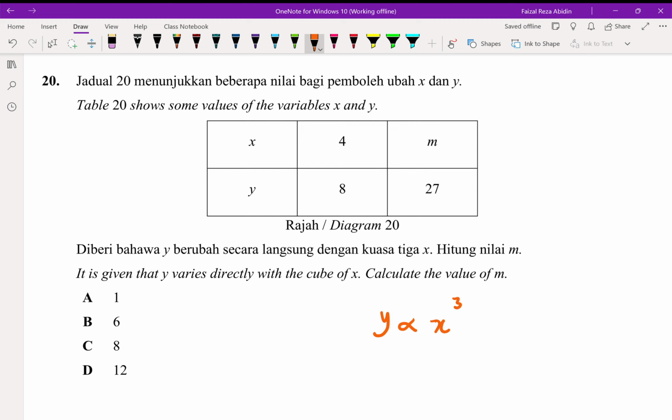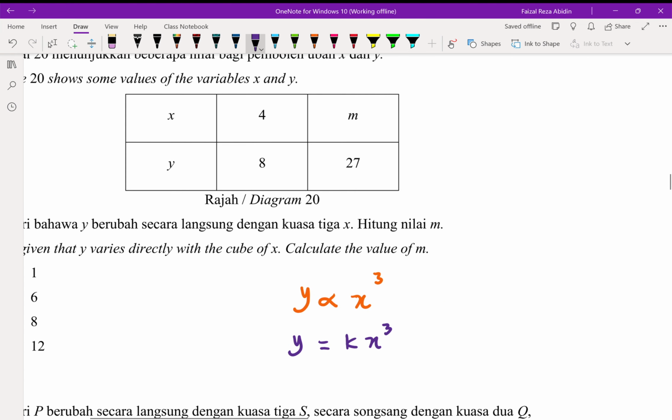So, it's given over here, y equals 8. You are going to have your value of k. So we have y equals kx cubed, which means k equals y over x cubed. Substitute the x value with 4 and the y value with 8 first. You get 8 over 4 cubed. So 8 over 4 cubed is 0.125, or 1 over 8 also can.